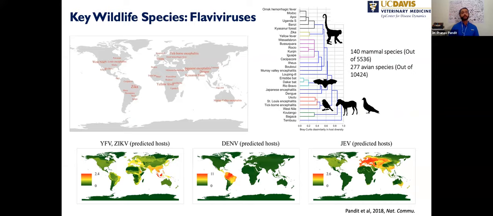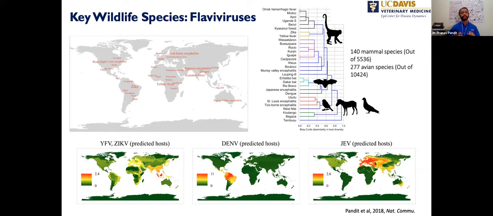And we wanted to see what are the key wildlife species that we should target so that we can develop surveillance around these flaviviruses. Hence this model development happened. All of these models work by looking into known hosts, or known knowledge about these viruses, and learning from that knowledge to make inferences about the emerging viruses from those viral families. So what we basically did was look into the data and see what bird species, what primate species, and what bat species these viruses are known to infect.